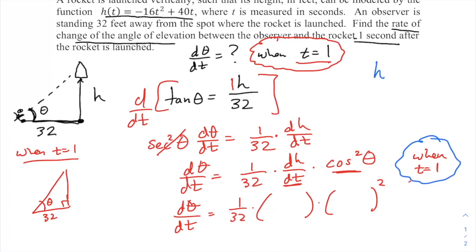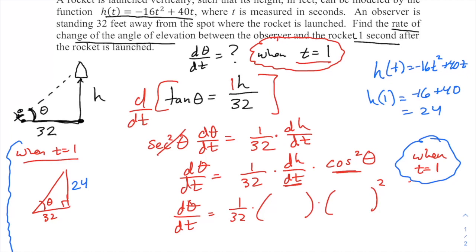Now, you've got that the height function is negative 16t squared plus 40t. So its height at 1 second, I'm going to plug 1 in and get negative 16 plus 40, which is 24 feet. So at this moment, when t is equal to 1, the height is 24. Which means, now that I know two sides, I could find the hypotenuse, because to find the cosine of the angle, I need the adjacent over the hypotenuse.